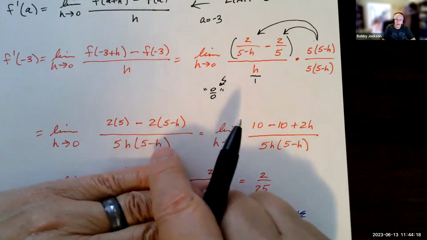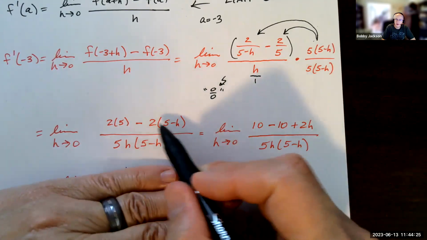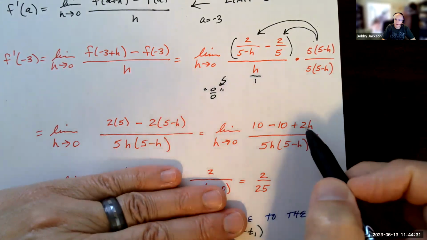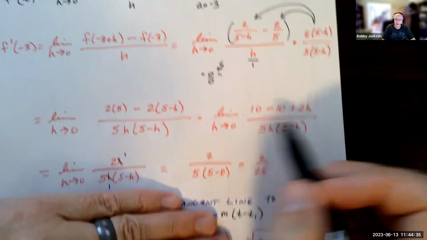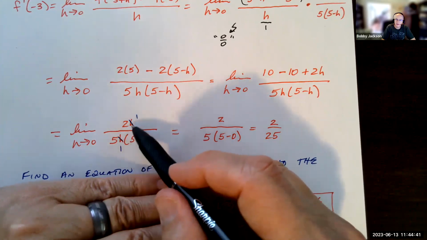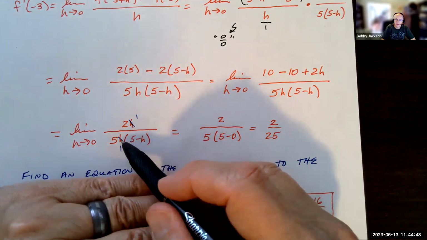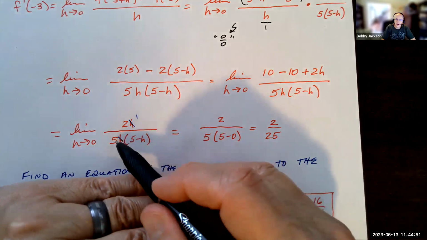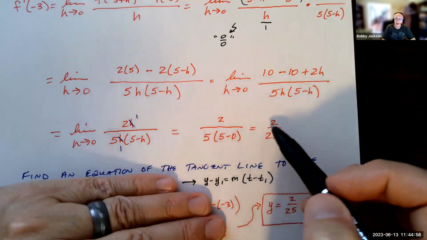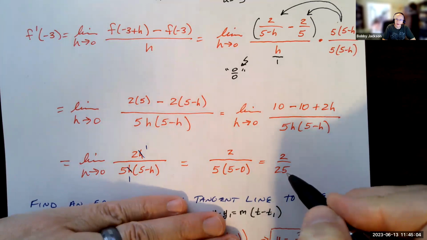Again, I still can't plug in directly, but I can simplify the top. 2 times 5 is 10. And then I distribute this -2 through. -2 times 5 is -10. -2 times -h is +2h. But the 10 minus 10, of course, is 0. So I'm just left with 2h up top. And now, finally, I've got it completely simplified and factored. I have that common factor of h. So I can simplify, divide numerator and denominator by h. And now what's left over, 2 divided by 5 times 5 minus h, that is continuous at h equals 0. I can plug in h equals 0 directly, and I get 2/25. So there is the derivative of the function f at -3, 2/25.